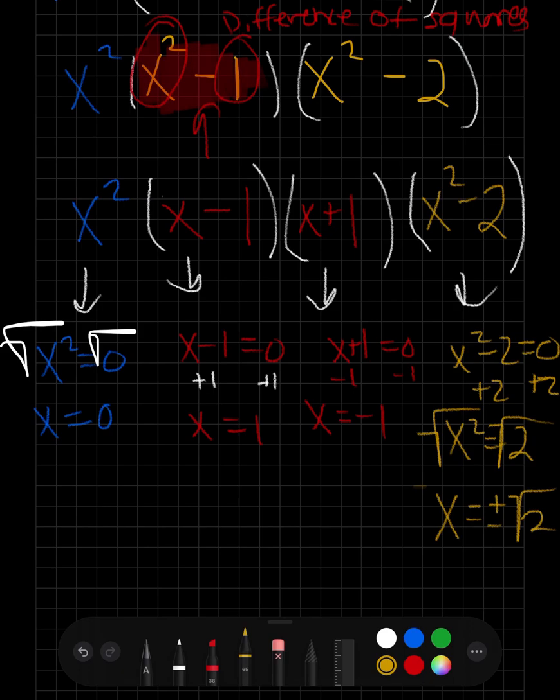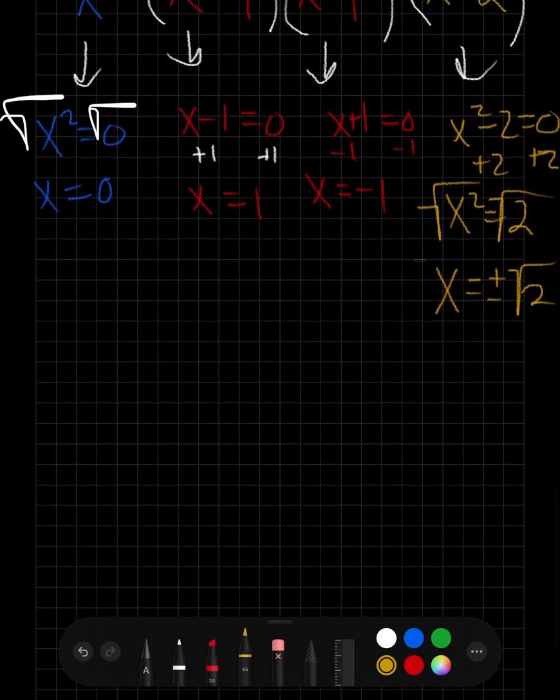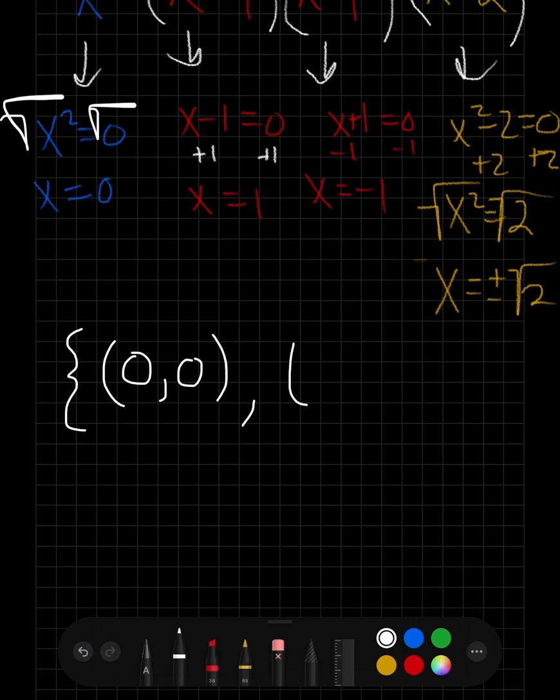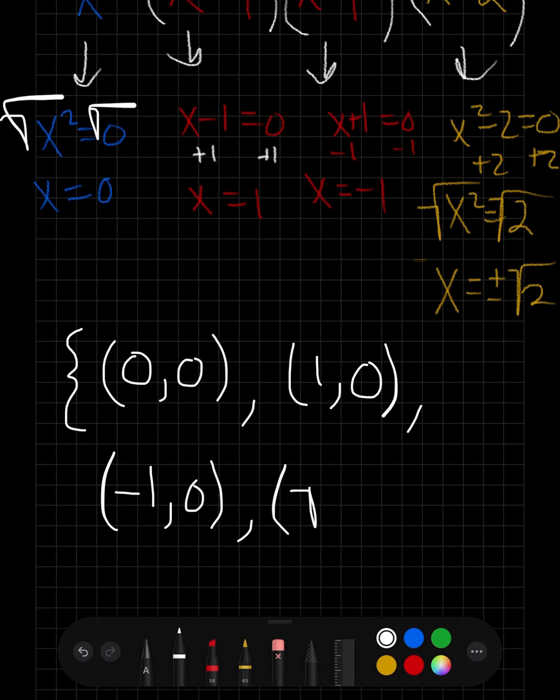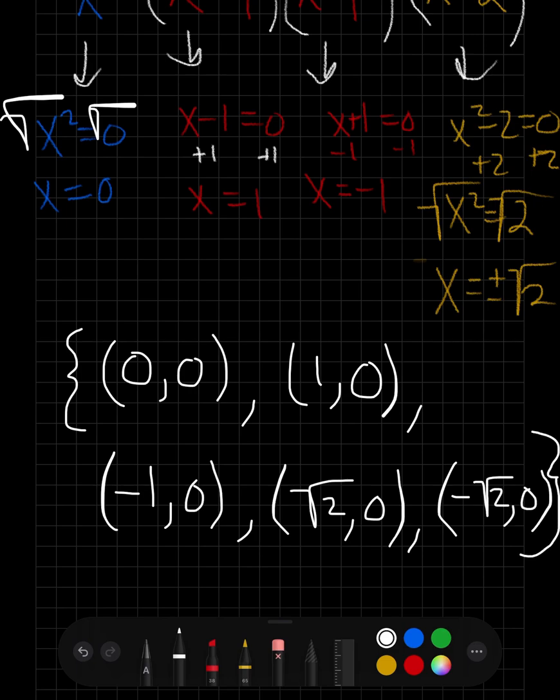So now I have all of my beautiful zeros for this equation. But what the problem asked for was x-intercepts. So I'm going to write these in the following format. I'm going to change them into x-intercepts. Ready? So I'll have the x-intercept (0, 0), the x-intercept (1, 0), the x-intercept (-1, 0), the x-intercept (square root of 2, 0), and the x-intercept (negative square root of 2, 0).